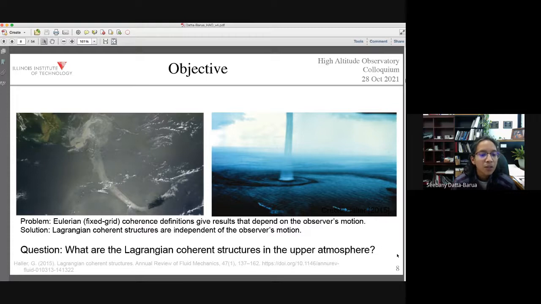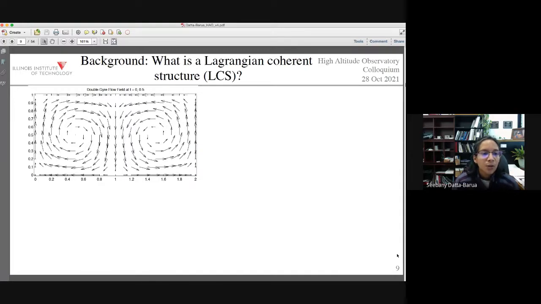So the question that we have been asking and investigating in this work is, what are the Lagrangian coherent structures in the upper atmosphere? That's really the name of the game: computing those, finding those, and seeing if they have any significance for our understanding of the upper atmosphere.